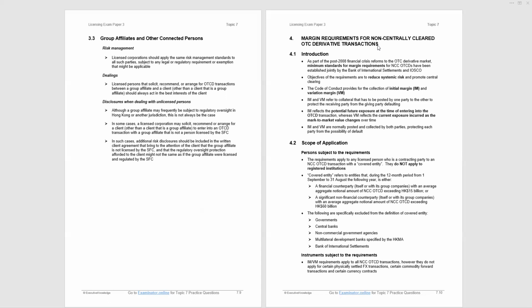Now, I am going to read through most of this material because it's fairly detailed, but I will then highlight the most examinable points as I go through it.